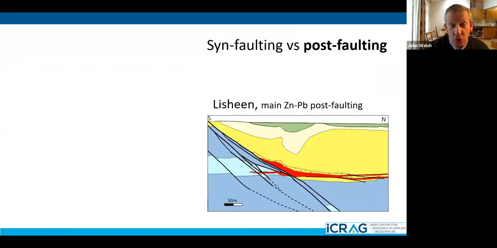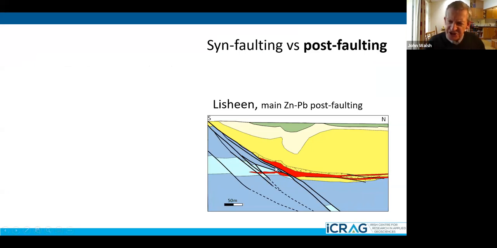What about syn-faulting and post-faulting? People are inclined to think that faults must have been moving to conduct fluids. They don't need to be moving to conduct fluids. They're just the best way up anyway. And here you can see continuity of the minerals, and also if you look at the fault rocks themselves, you can see that there aren't indications that in this particular deposit, Lisheen, the fault was moving.